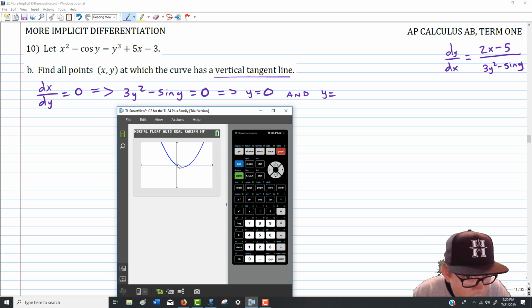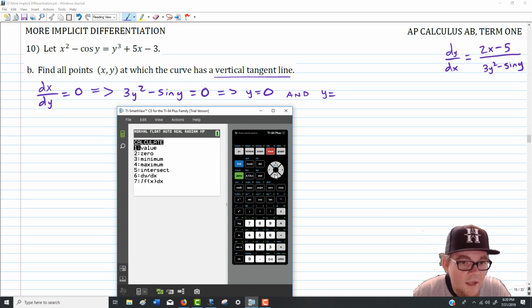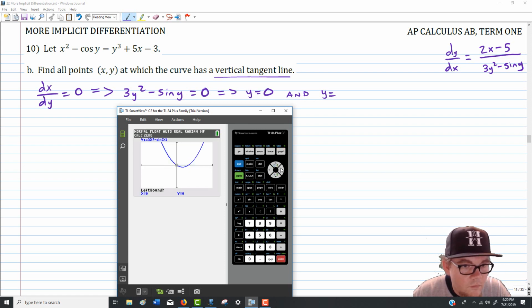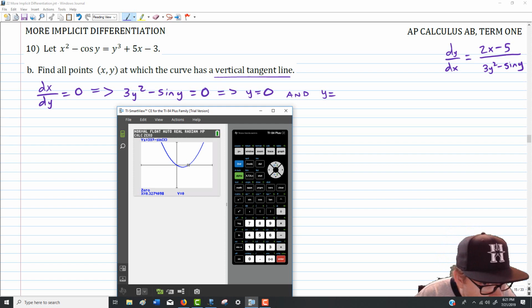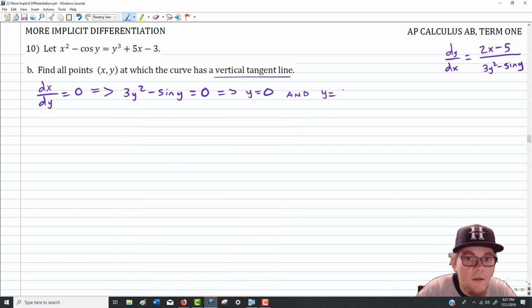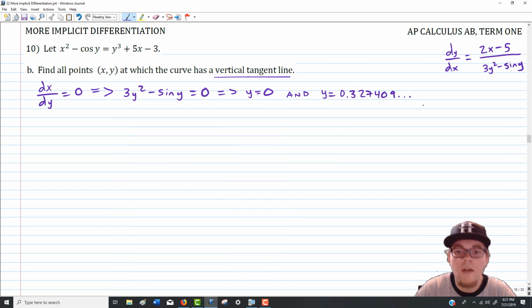We have 2 zeros. We have one right there at the origin, the 0 one that we were looking for, and then we have a second 0 over there. So let's go find that second 0. Let's go left bound right there, 0.6 will be our right bound, and then we'll guess the value somewhere in the middle. It tells us that our other x value, which again we are translating to y values because we are solving a y equation with an x-enabled calculator, is going to be 0.327409, and then other stuff.